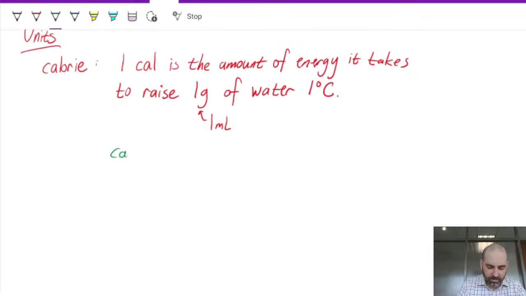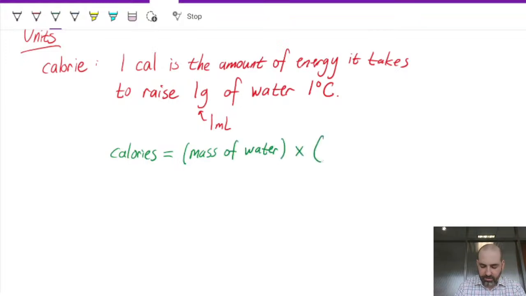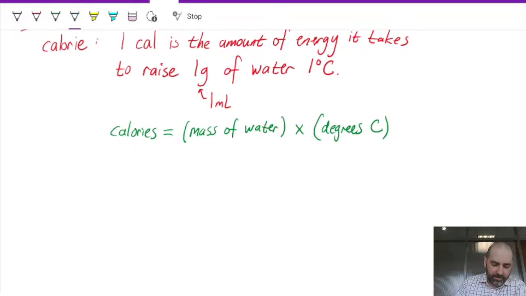So we might write the calories to heat some water is the mass of water in grams times the degrees that we want to raise that mass of water. So if we have 10 grams of water, we want to raise it 5 degrees C. That means it takes 1 calorie to raise each gram 1 degree, so that's 10 times 5 would be 50 calories.